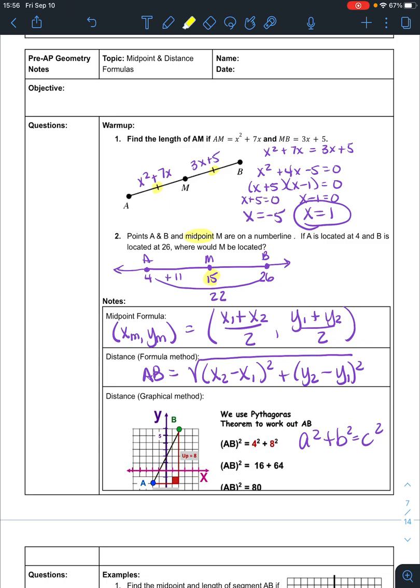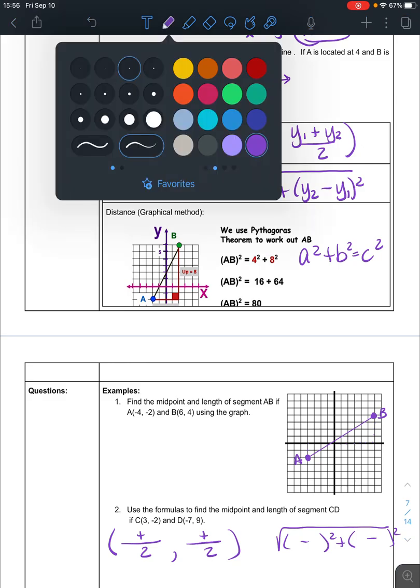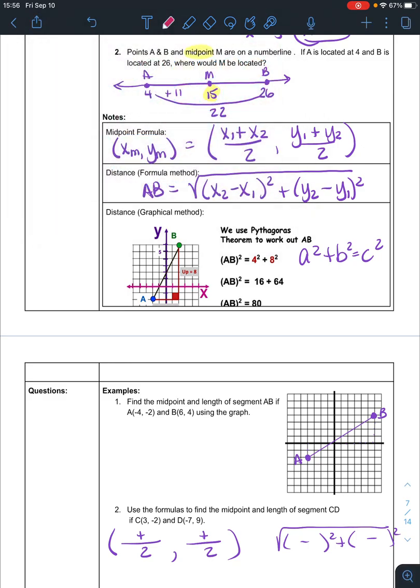Now, what we're going to do today is look at what happens when these distances and these midpoints, when I want to know the lengths of them, are on a grid, at a diagonal. It's not quite so straightforward. So we're going to look at some examples.